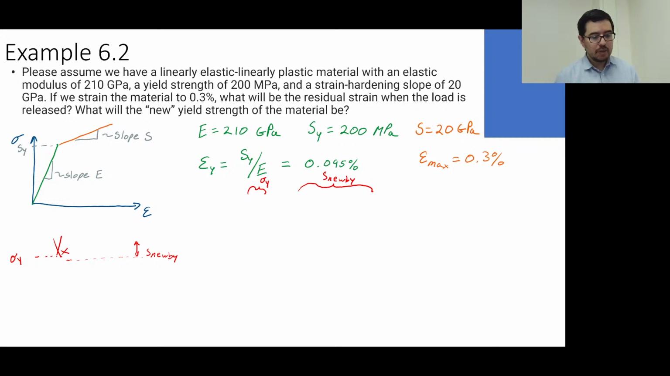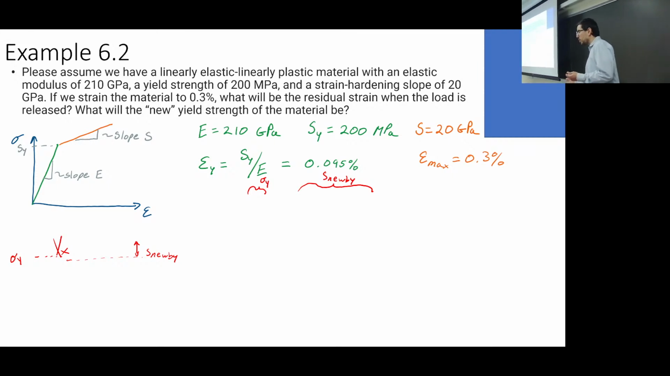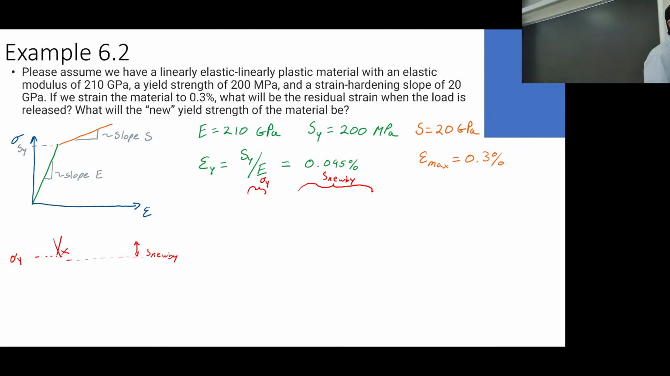Okay, now this is more complicated. This is a linearly elastic, linearly plastic material. In this case, you have an elastic modulus, again, of 210 gigapascals, a yield strength, again, of 200 megapascals, and then we say there's a strain hardening slope of 20 gigapascals. Often slope S is not the best notation because I use S sub Y for yield strength, but anyway, that's the slope in the plastic regime.